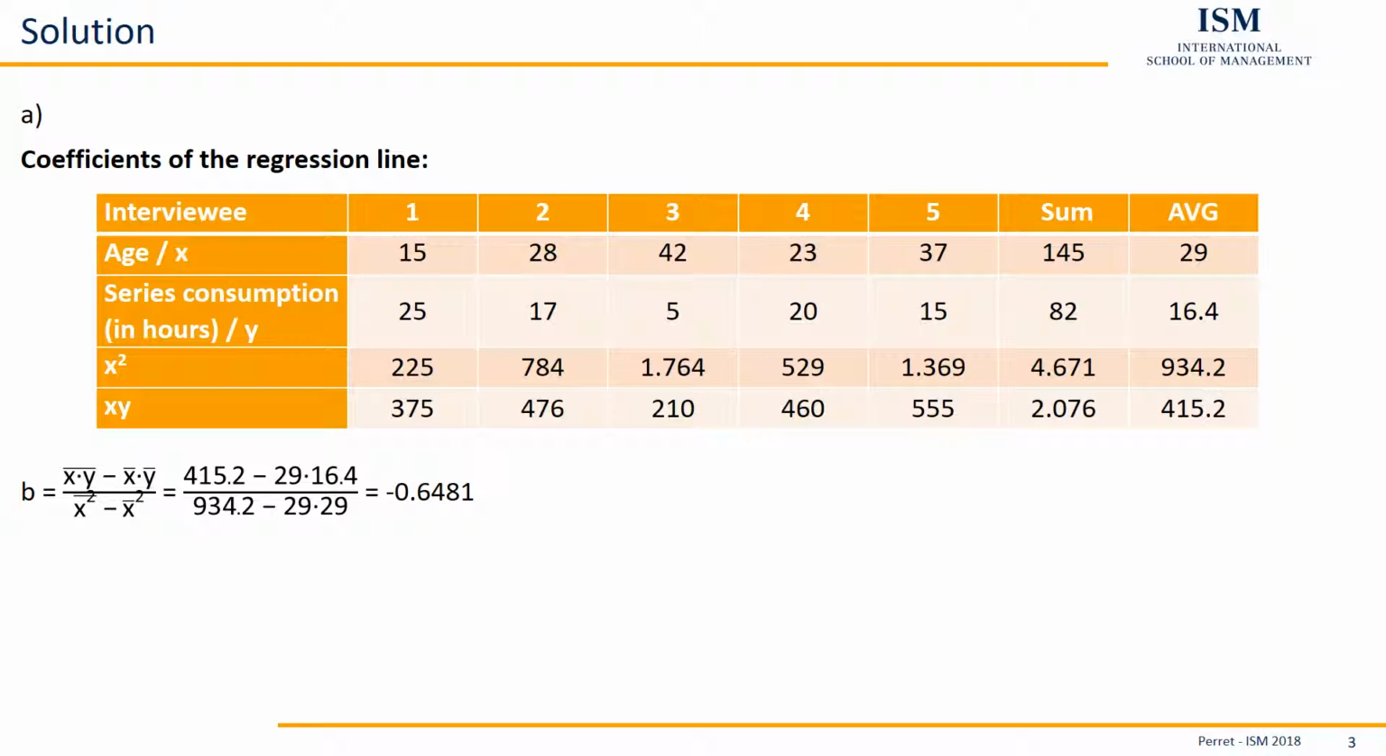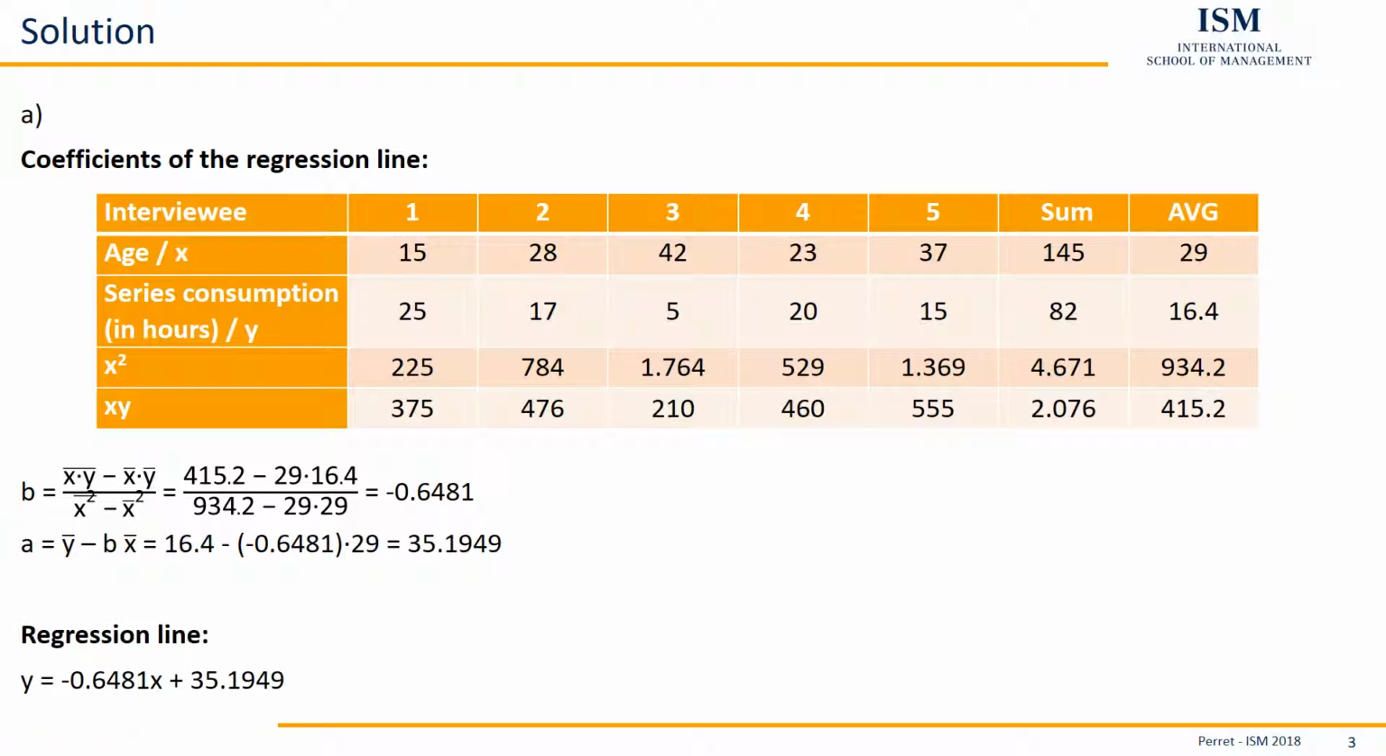0.6481. With this parameter b and the averages of x and y, we can get our constant or our intercept, which here we get as 16.4, the average of y, minus the b we just calculated, times the average of x, the 29, giving us here an intercept of 35.1949. Taken together, we get the corresponding regression line. Okay, so we finished the first task, we got the regression line.